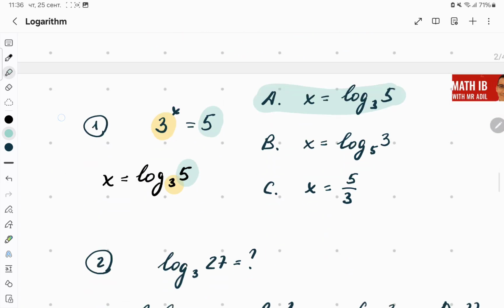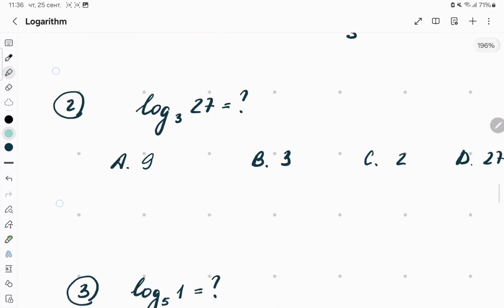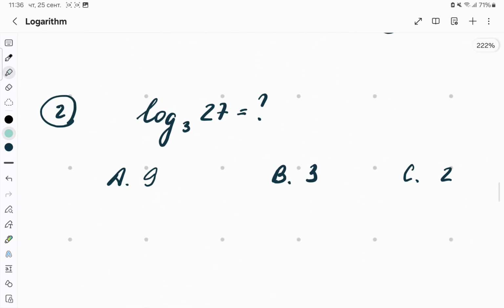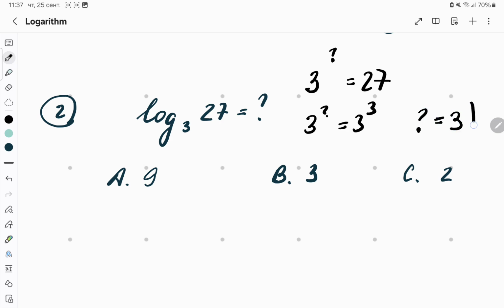Correct answer is A. Question number 2. Given logarithm 27 in base 3, we should find this value. So to solve this equation, we have to convert into exponential form. So 3 at what power gives us 27? We know that 27 is 3 cubed. So now our bases are equal. It means that the question mark is equal to 3. So 3 is a power, so 3 is our logarithm. So we have to put 3 here, and 3 is the answer, B.